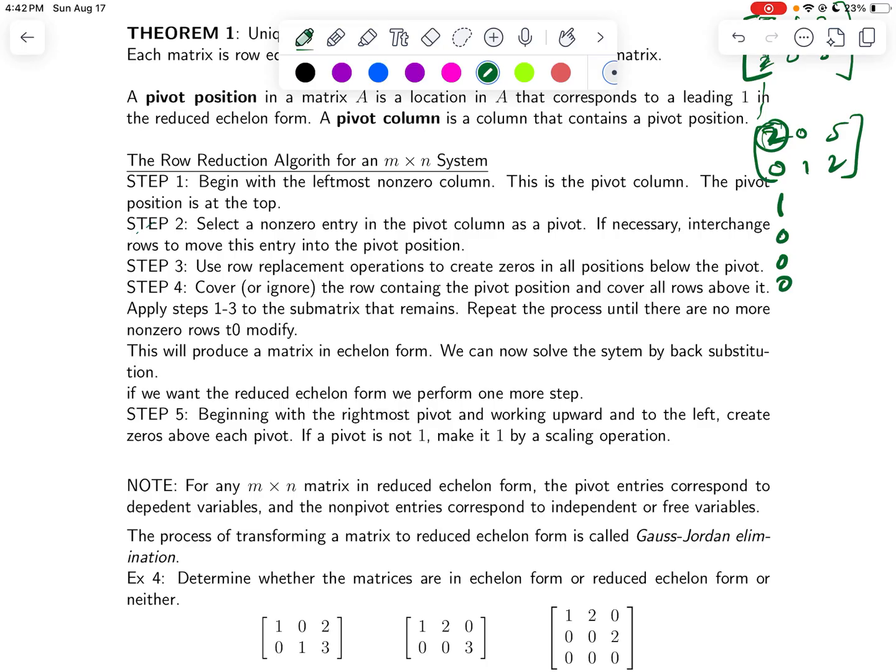Step number 3 says use row replacement operations to create zeros in all positions below the pivot. Next, step 4 says now cover the row containing the pivot position and cover all rows above it, and then apply the procedure 1 through 3 to the smaller matrix, or the submatrix that remains, and then we keep repeating until no more non-zero rows are left.